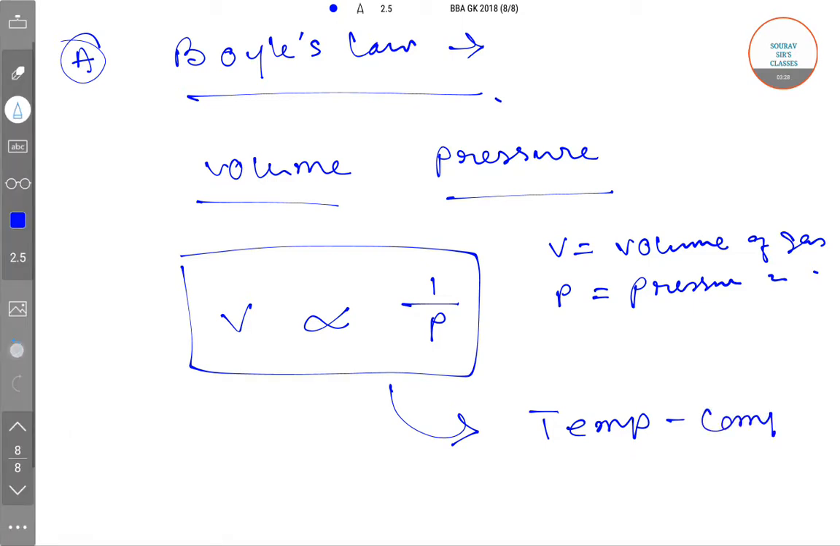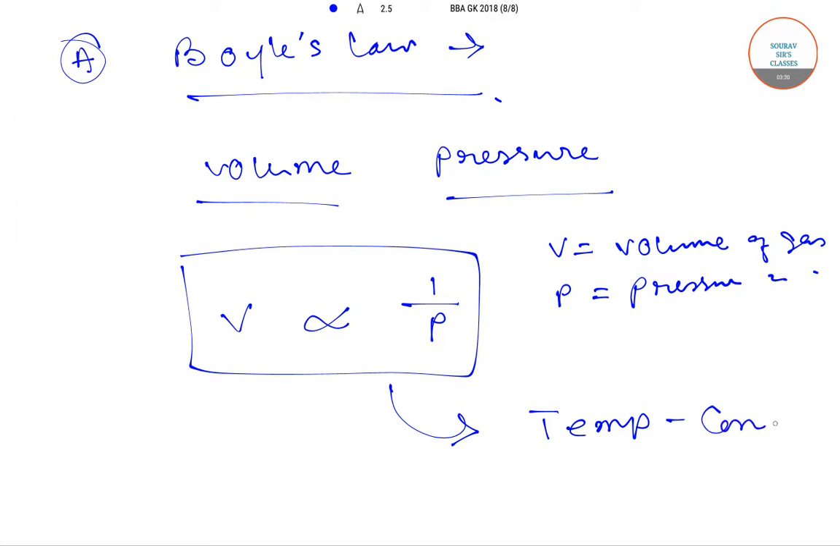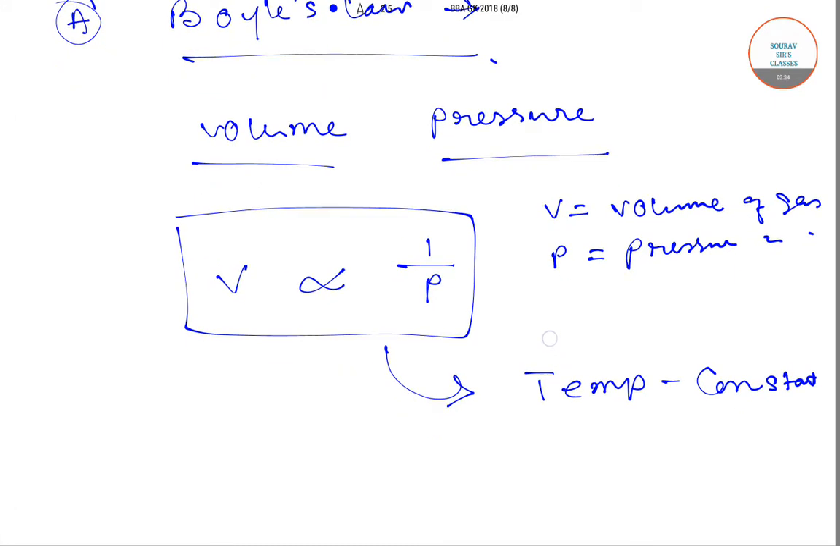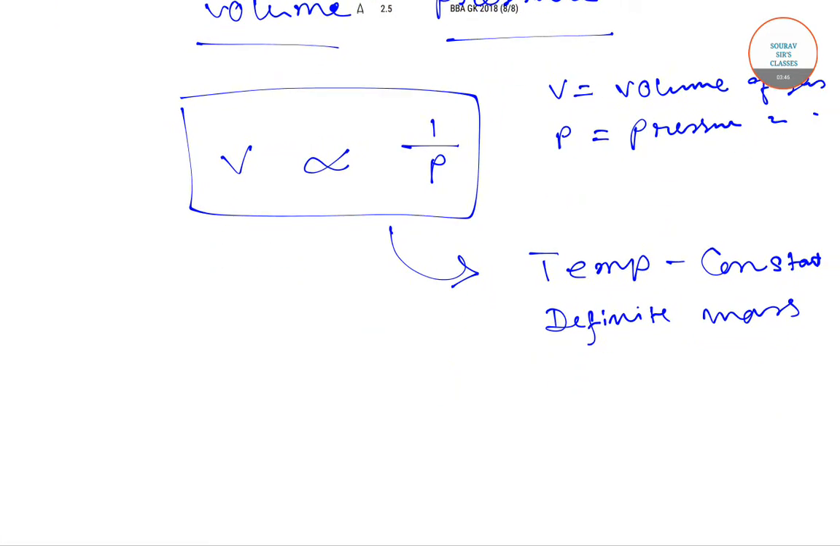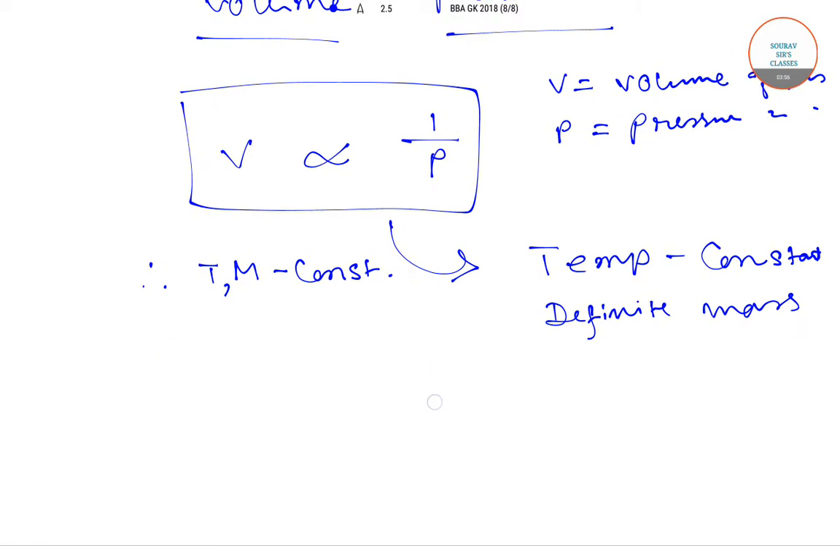There is also another condition: it has to be a definite mass of a gas, obviously. So here the condition is that T and M should be constant.